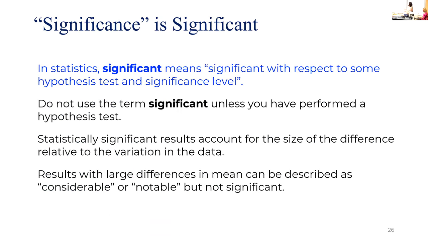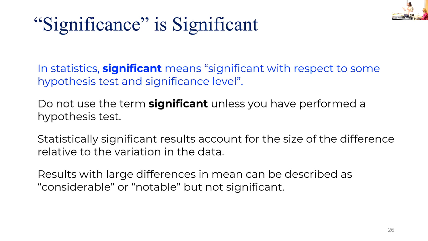Okie dokie. So significance, what does significant mean? In statistics, significant means significant with respect to a hypothesis test and significance level. And we describe a result as significant if it resulted in rejecting a null hypothesis. Okay? So if you use the term significant in a paper, you're not using it colloquially. You're saying, I've done a test, I've got a p-value associated with that test, and I rejected the null hypothesis. Right? If you use it differently, then that's bad stats.